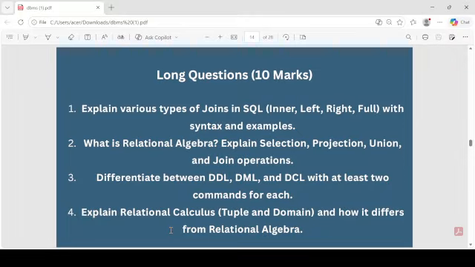Let's talk about 7 or 10 mark long questions. The first question will be explain various types of join in SQL, like inner, left, right, full, with syntax and examples. And the next question will be what is relational algebra, like selection, projection, union, and join operation. Third question will be differentiate between DDL, DML, DCL with at least 2 commands for each. And the fourth question will be explain relational calculus like tuple and domain and how it differs from relational algebra. So let's understand these questions.